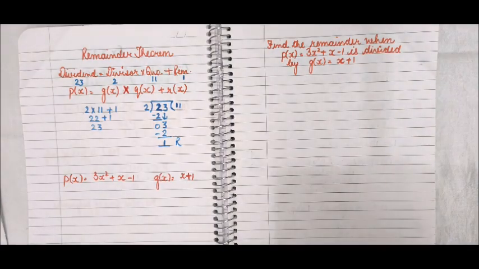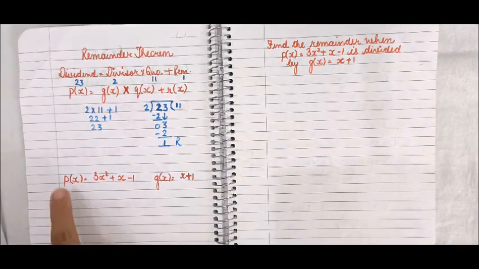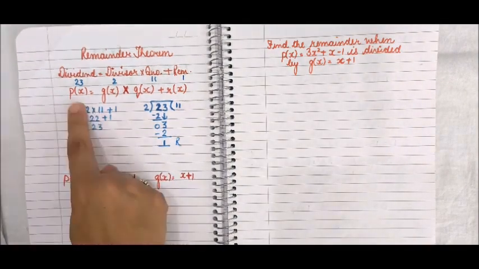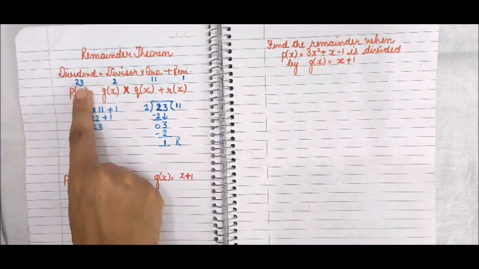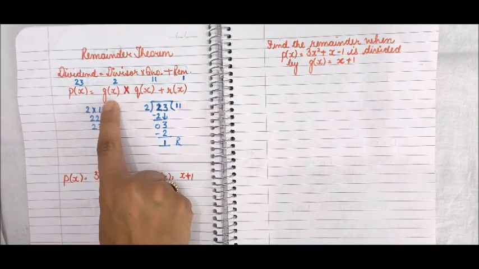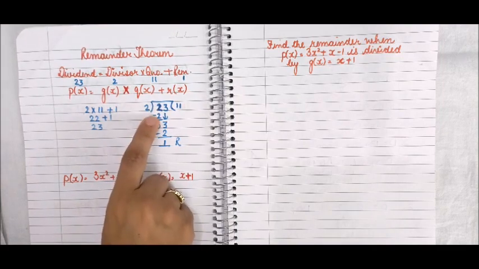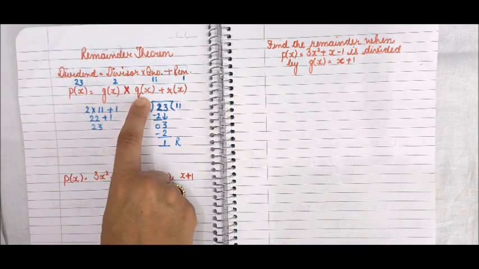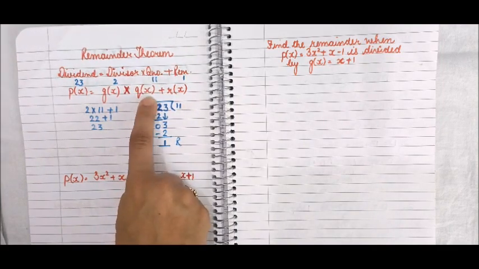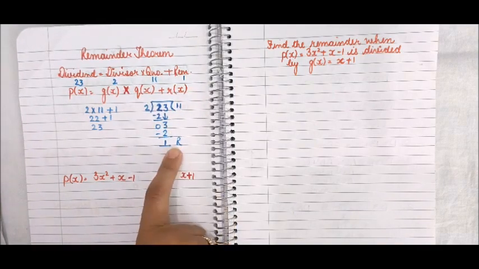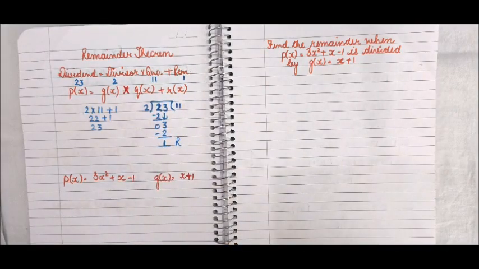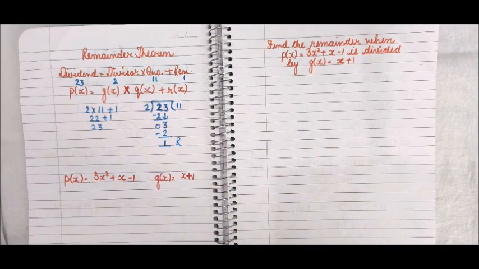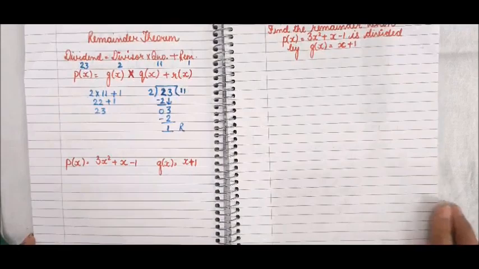So let's start with the very first example. You can see here I have written it. Before that, I want to explain that p(x) is always written for the dividend and g(x) is written for the divisor. The answer which we get, the quotient, we denote as q(x), and the remainder that we get at the end is written as r(x) in the polynomial. So let's start with the very first question which I have written at the bottom of my left side page.